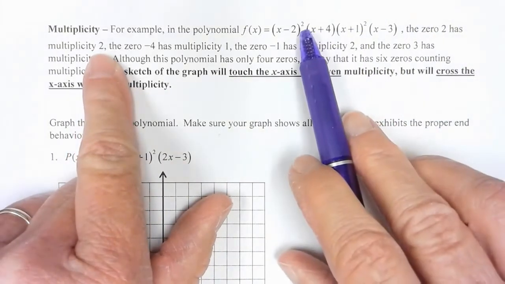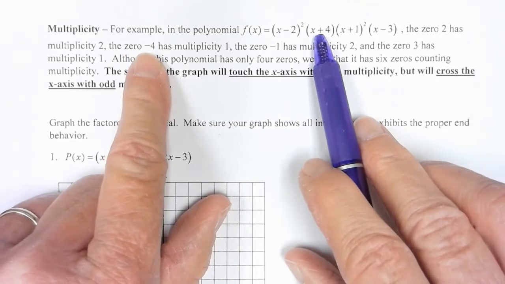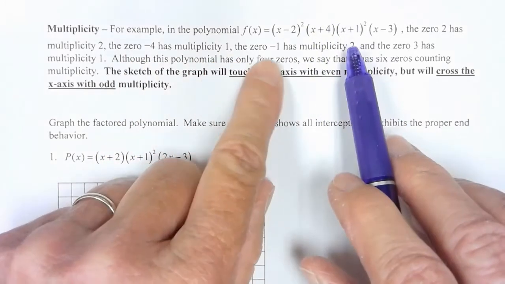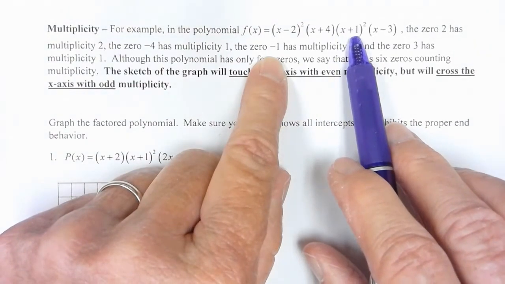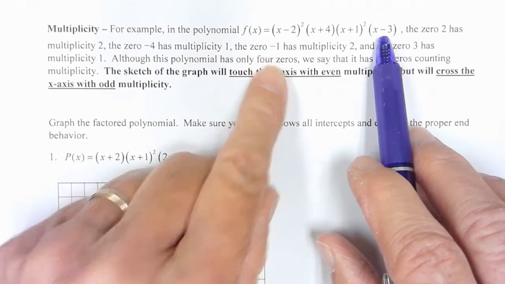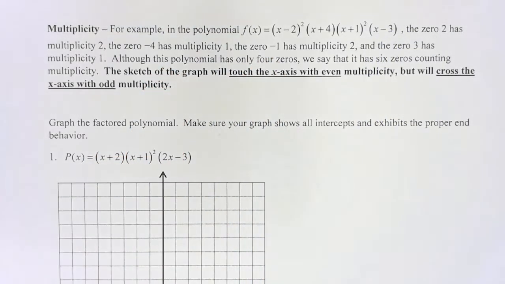You tell that by the exponent. The zero negative 4, set that equal to 0, has multiplicity 1. The exponent's 1. The zero negative 1 will have multiplicity of 2. And the zero 3 has multiplicity of 1. Although this polynomial only has 4 zeros, we say that it has 6 zeros, counting multiplicity.